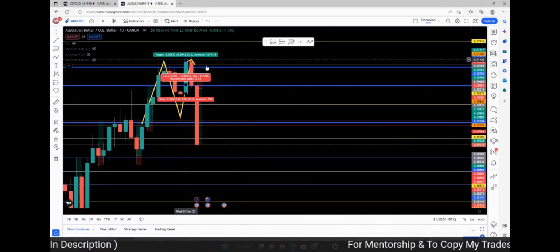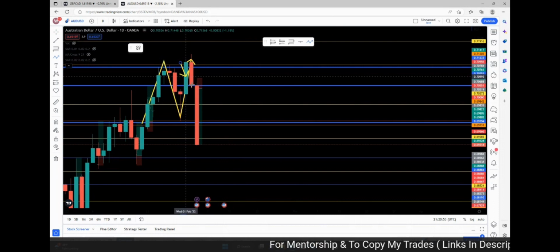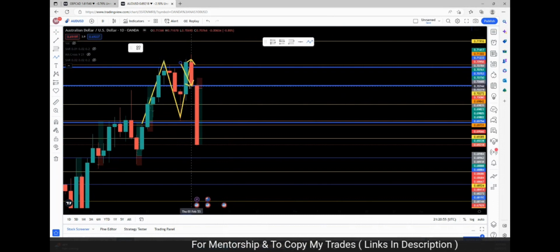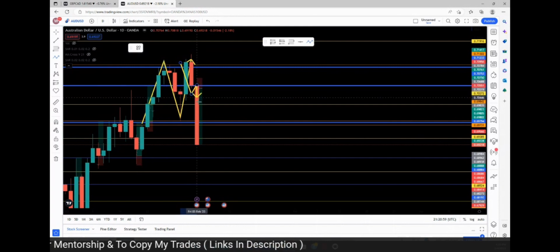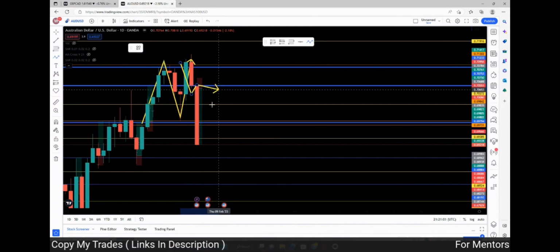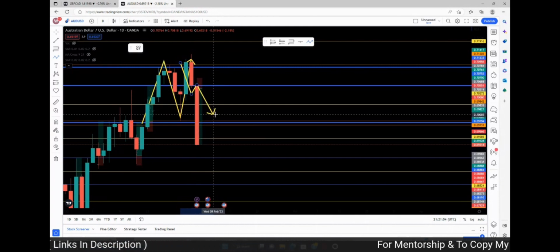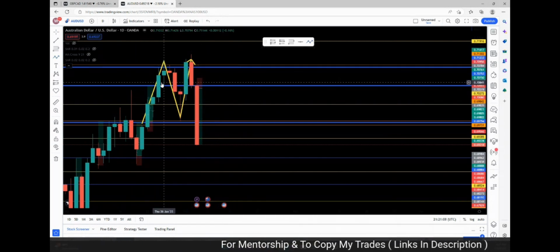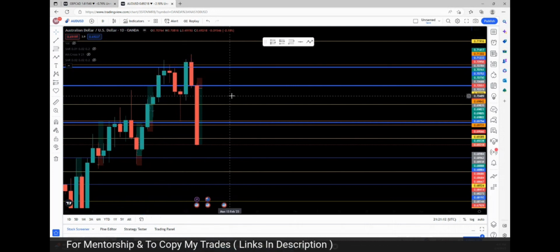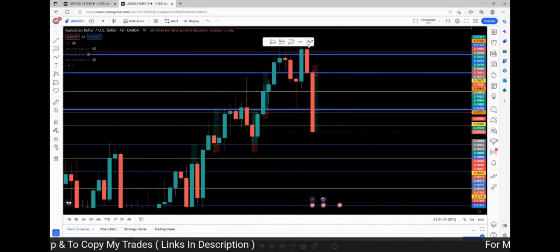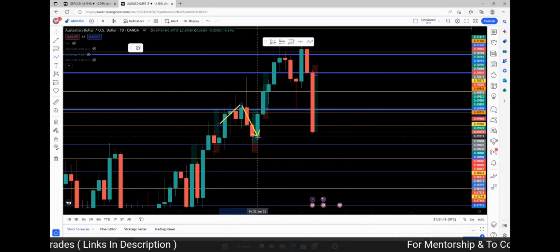Since price failed to make a new high, then broke below this daily level here, it started treating this from a support level to a resistance. It just makes sense to go for the sell, because a strong support can turn to a strong resistance, and strong resistance can turn to a strong support. And we can clearly see that right here, right? This was being treated as a resistance level.